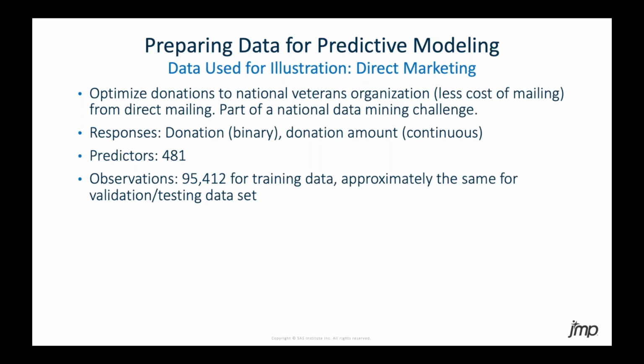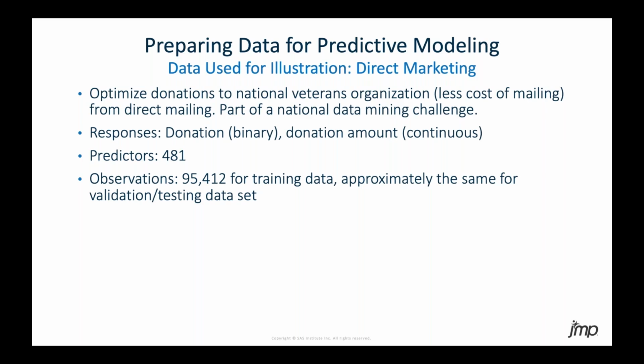Two responses of interest: donation, yes or no; donation amount, how much the person gave. 481 predictors, so quite a few columns in this data set. Approximately, the data set was split into two: 95,000 observations for the training, and about the same that can be used for test and validation.